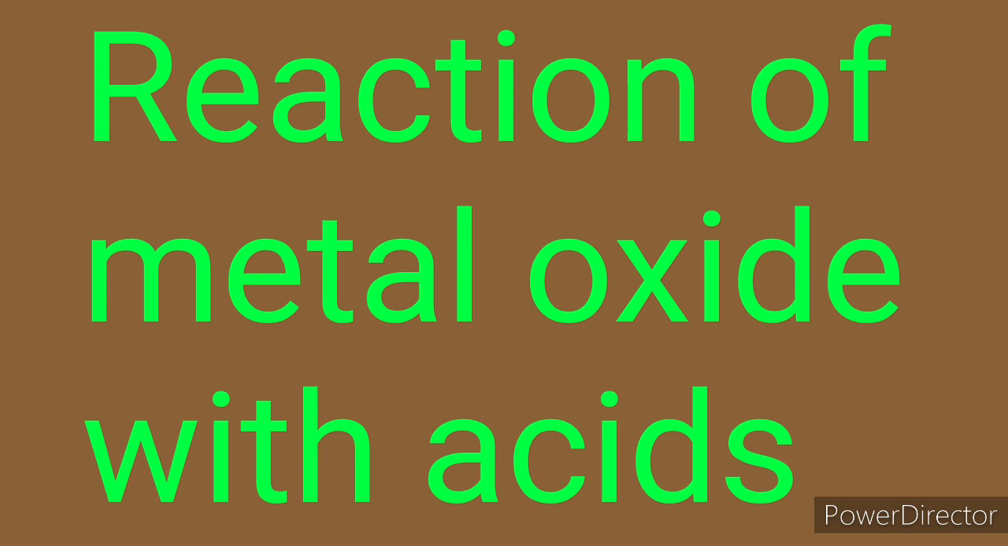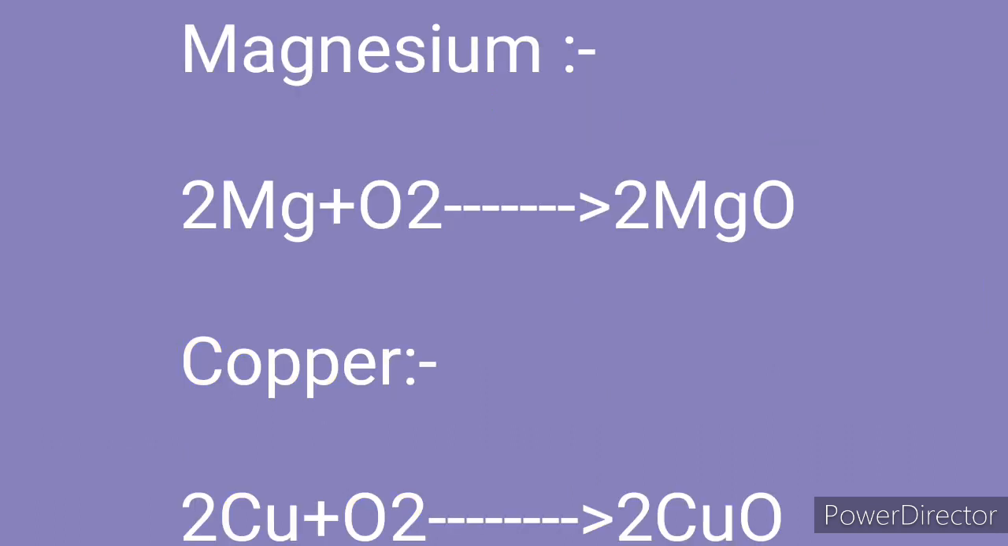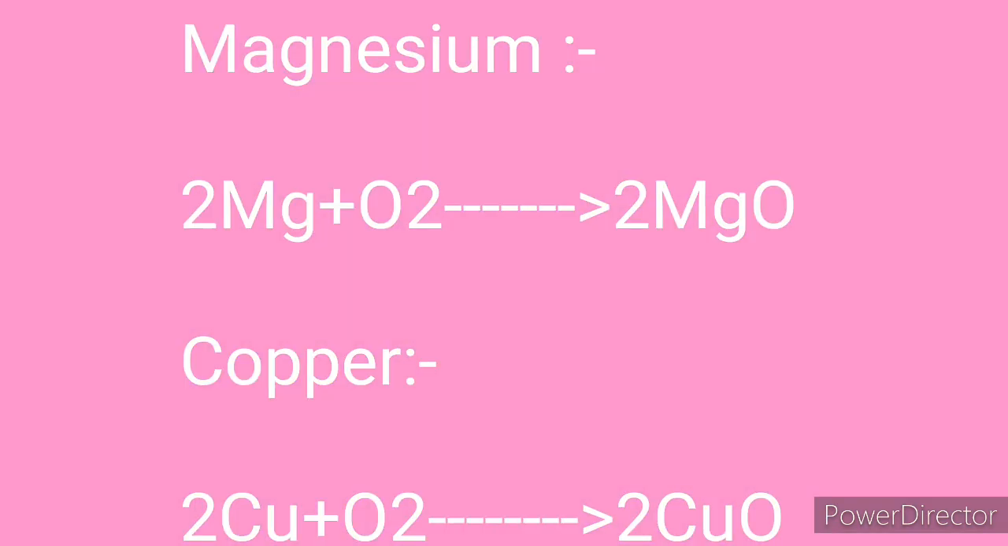Children, our next topic is reaction of metal oxides with acids. Here, what is meant by metal oxide? A metal oxide is a compound formed by the reaction of a metal and oxygen. For example, magnesium. Magnesium reacts with oxygen to form magnesium oxide. Similarly, copper. Copper reacts with oxygen to form copper oxides.